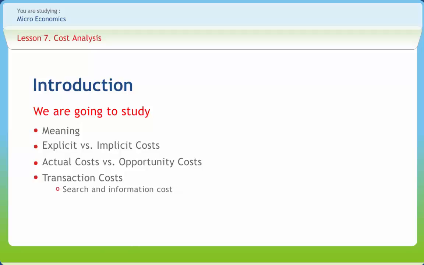Search and information cost. This is the cost incurred to find out which product is available at what price and at what place. Bargaining cost. These are the costs required to come to an acceptable agreement with the other party to the transaction. Policing and enforcement costs. These are the costs of making sure that the other party sticks to the terms of the contract.